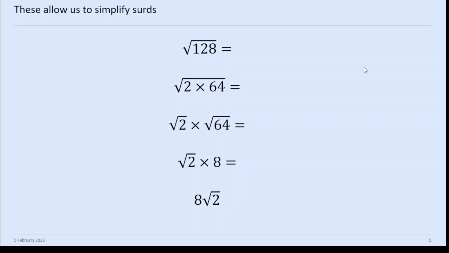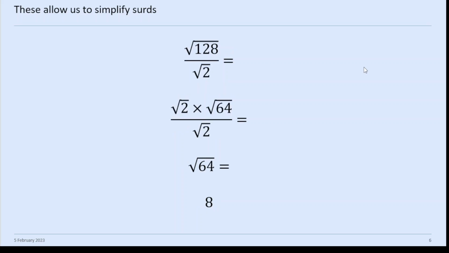Root 128 equals root 2 times 64, which is root 2 times root 64. Root 64 is 8. So this is 8 times root 2. Here's a quotient or a fraction, root 128 over root 2. We're going to write root 128 as root 2 times root 64. Cancel the root 2's, divide top and bottom by root 2. We just get root 64, which is 8.